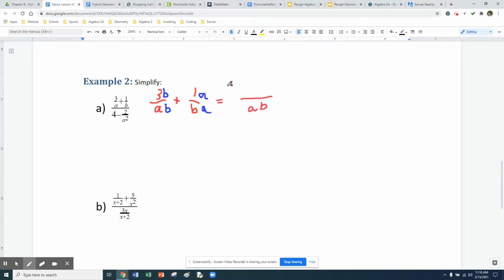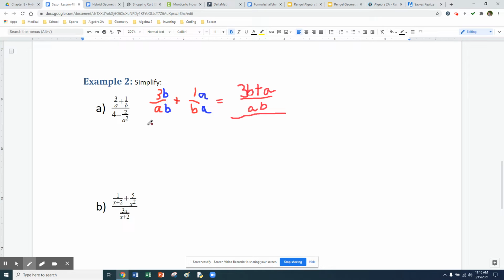Up in my numerator, I'd have 3b plus 1a, and since they are not common variables, we cannot add those together. So there, the numerator would add up to make 3b plus a, over ab. Now let's work on our denominator.